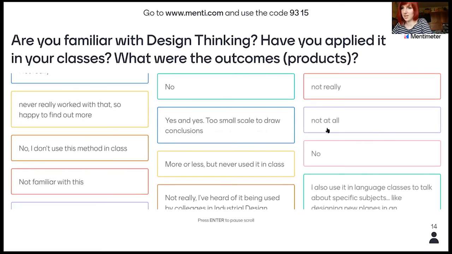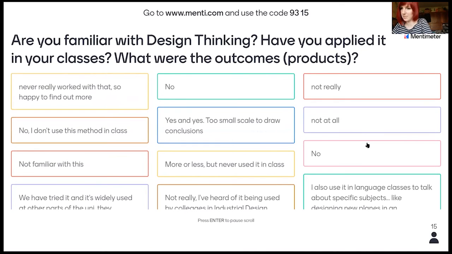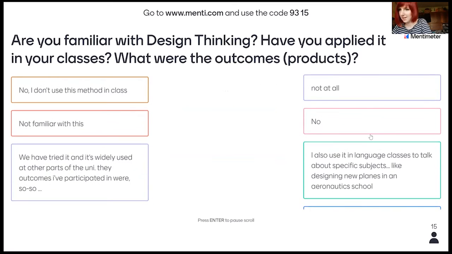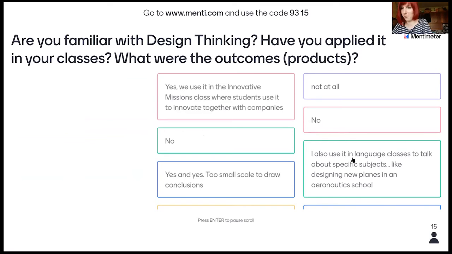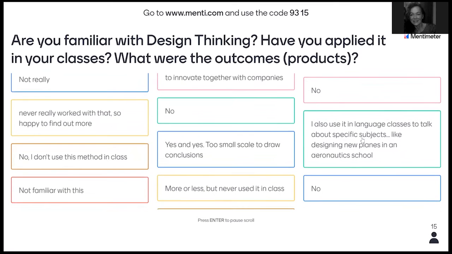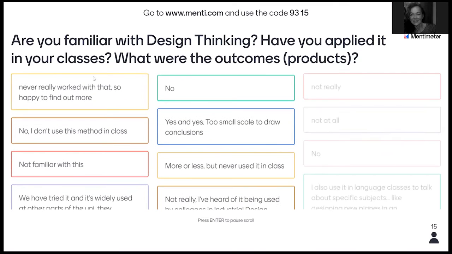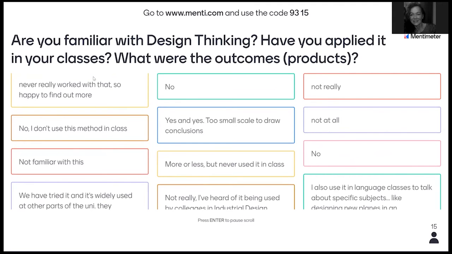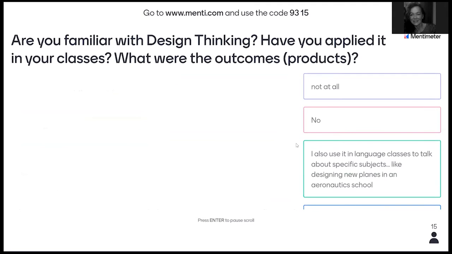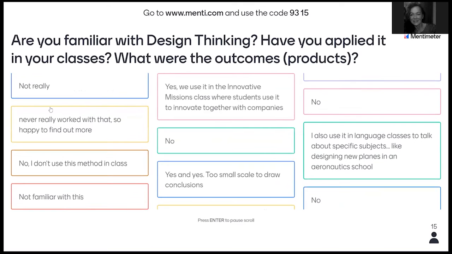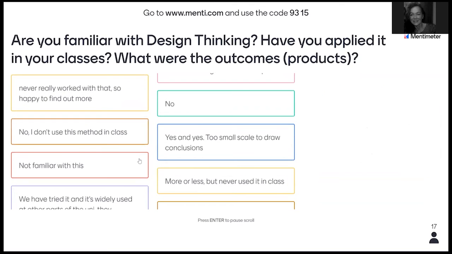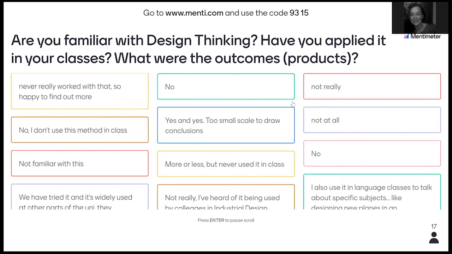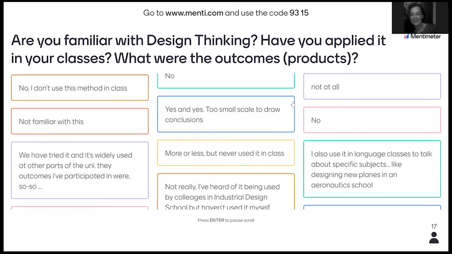Okay, somebody uses it in language classes to talk about specific subjects, like designing new planes in an aeronautics school. Yeah, that's me, Katja. Because I love this design thinking method, we use it in these innovative missions where they work with the companies. But this is not in a language class. But as I like it, I think it's really interesting also to use it in language classes. And the students really appreciate it and are more creative with these tools.